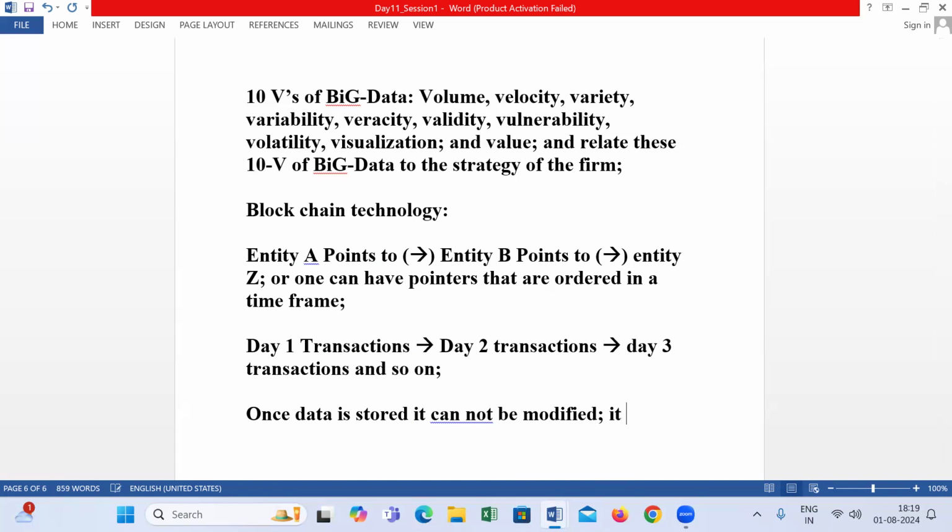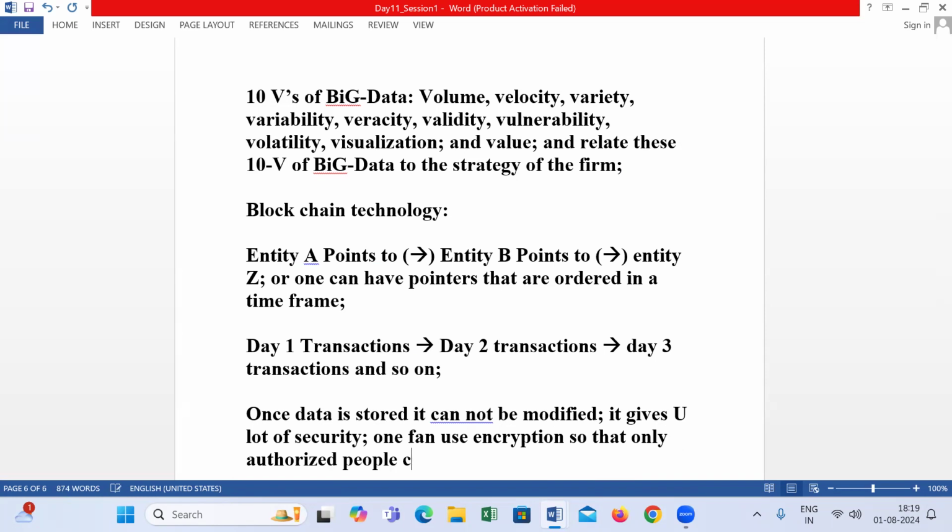So it gives you a lot of security. And these pointers can be encrypted. One can use encryption so that only authorized people can see the data.